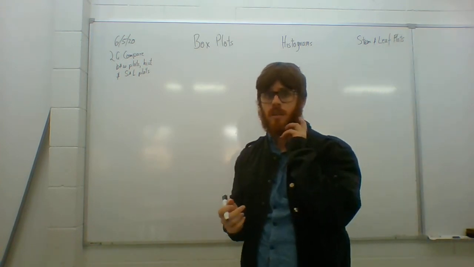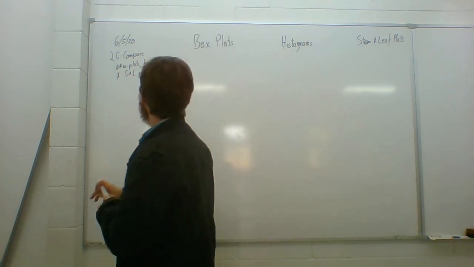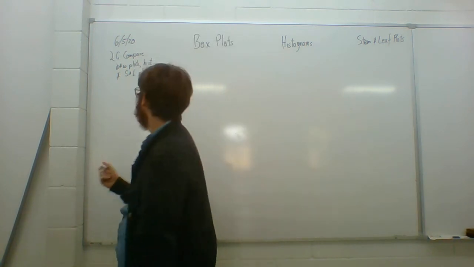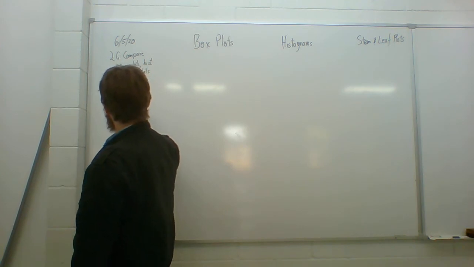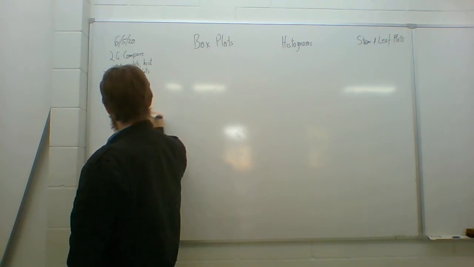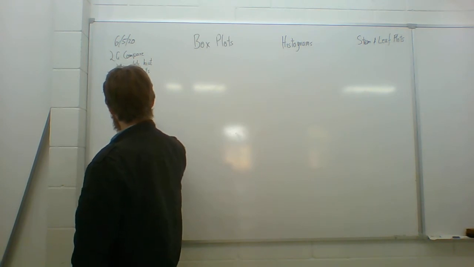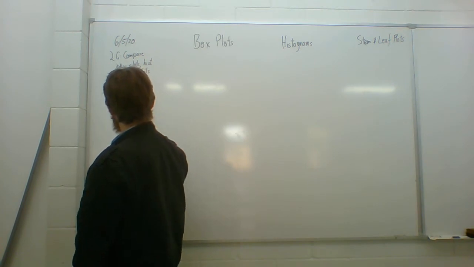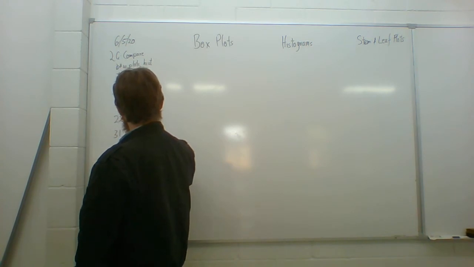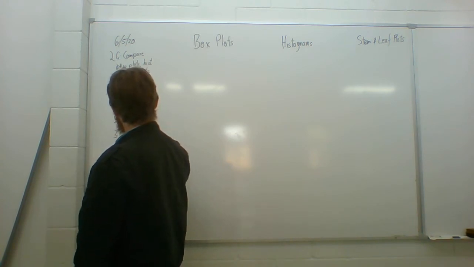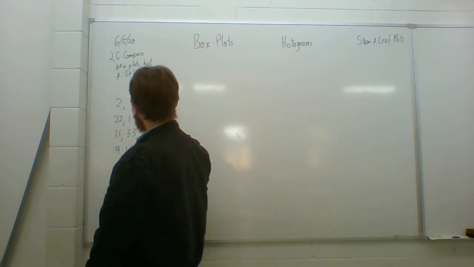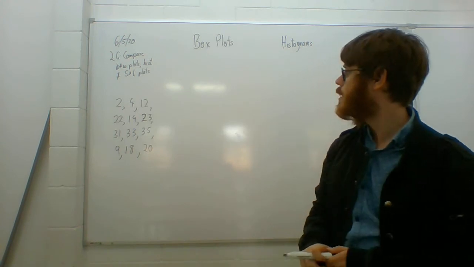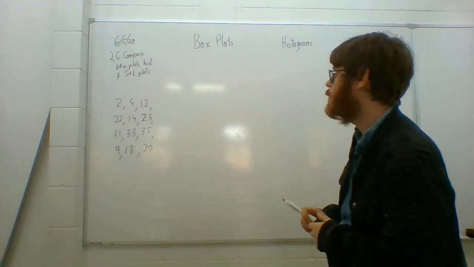The first thing we're going to do is come up with some data. I want it to be single digit up to the 30s. So let's say 2, 4, 12, 22, 14, 23, 31, 33, 35, 9, 18, 20. Okay, so we've got 12 data points here. I've just made them up.